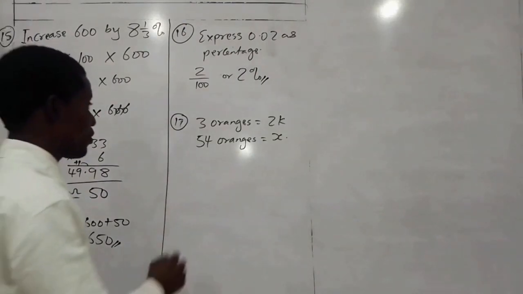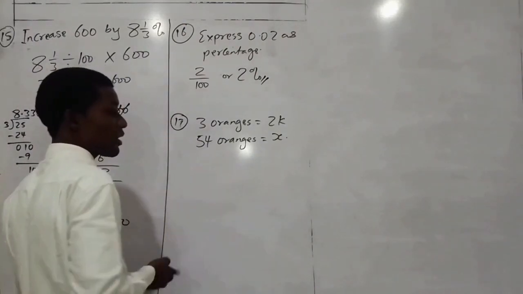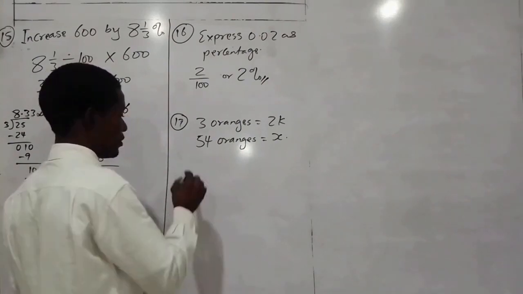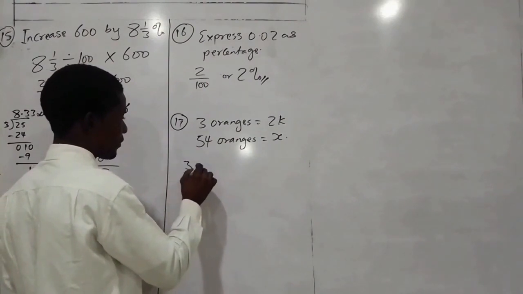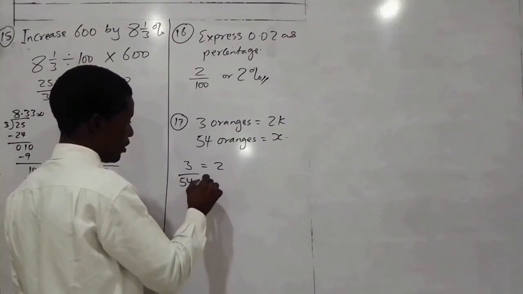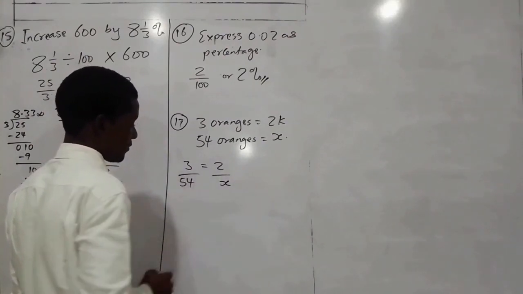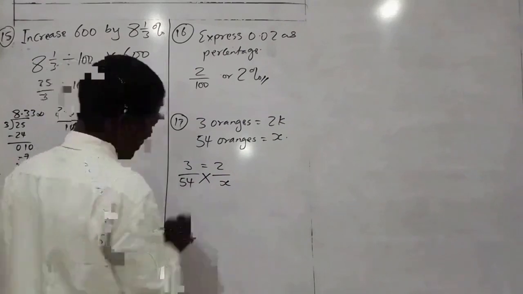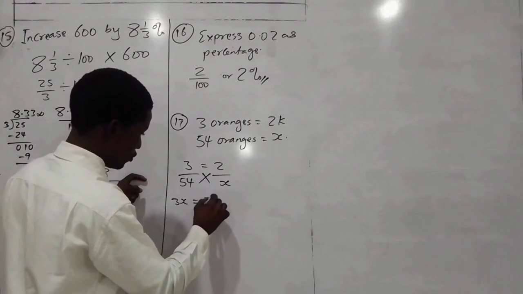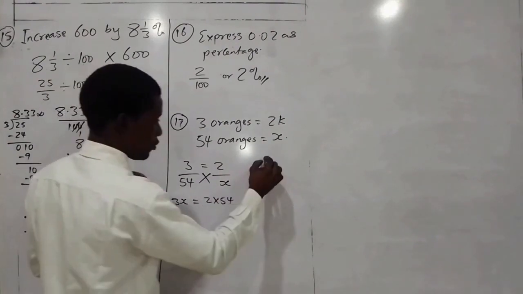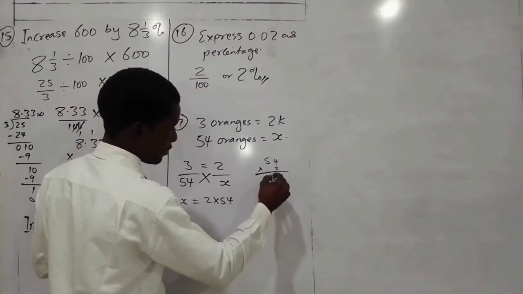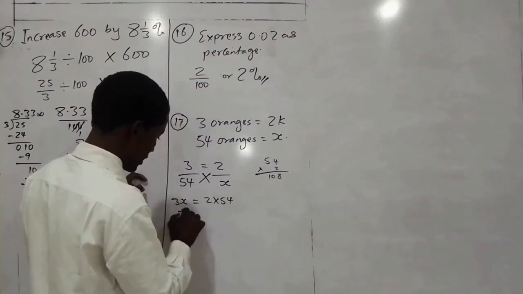Number 16. What will be the cost of 54 oranges? So here we can use ratio and proportion method, and we can also use another method anyway. So let's use this. 3 equals to 2 over 54 over x. So here now we just cross multiply. So we have 3x equals to 2 times 54. So 54 times 2. What will that give us? That's 108. So 3x equals to what?